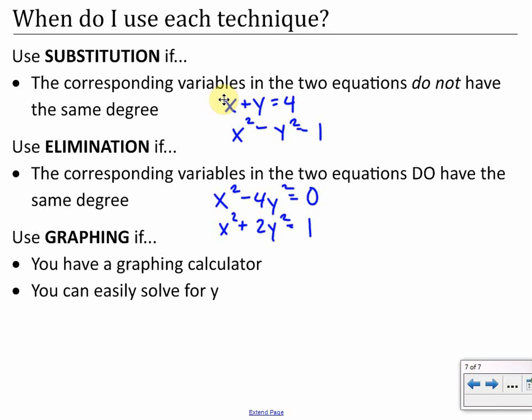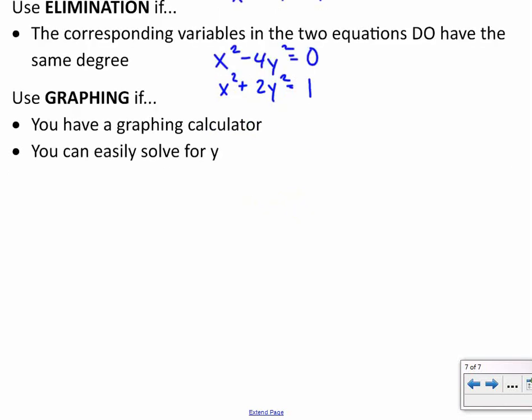Really, you can use graphing anytime. The first key is that you need a graphing calculator. And the second key is that you can easily solve both of the equations for y so that you can type it in. Just a tip when you are using graphing, especially if you have something that's in a second degree. So say I had the equation x squared plus y squared equals 9. I wanted to graph that on the graphing calculator, so I would solve it for y. So this becomes y squared equals 9 minus x squared, and take the square root.